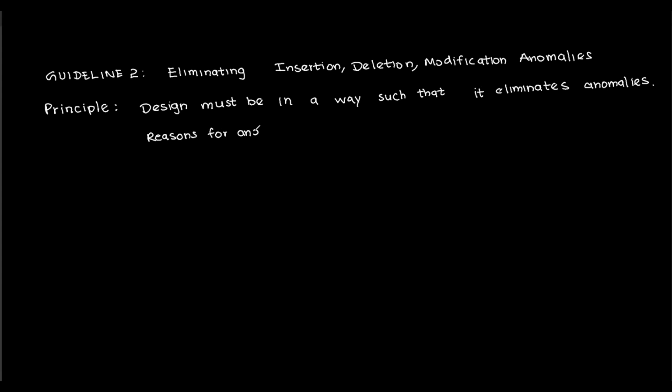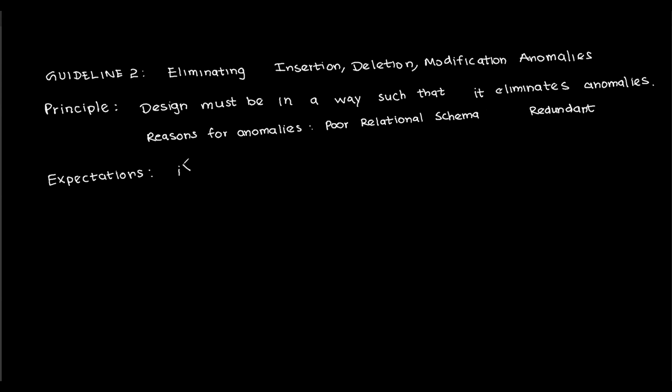We know the reasons for anomalies: poor relational schema and redundant data. These are the reasons for anomalies to arise. So what are our expectations here? Well, obviously, we have to eliminate anomalies. That's our expectation. And also, we have to avoid data redundancy so that we can save some storage space.